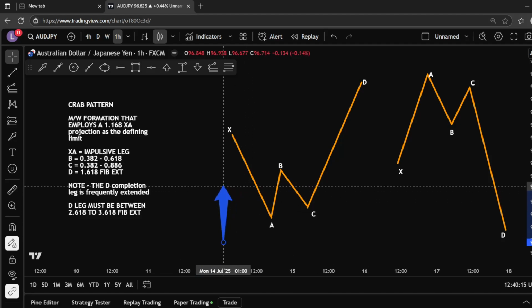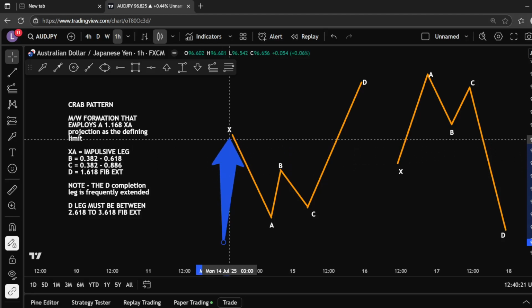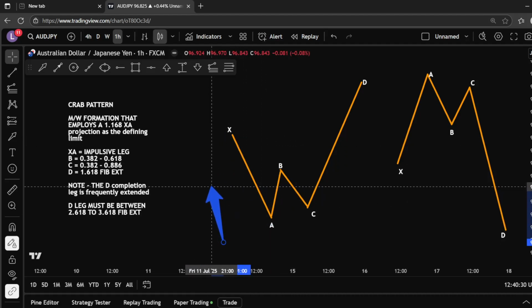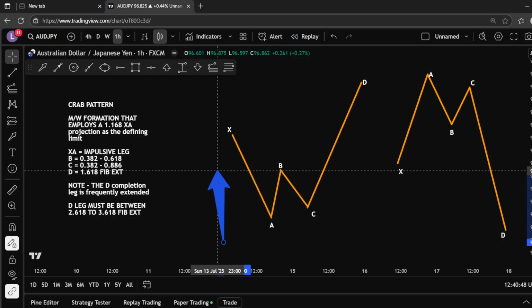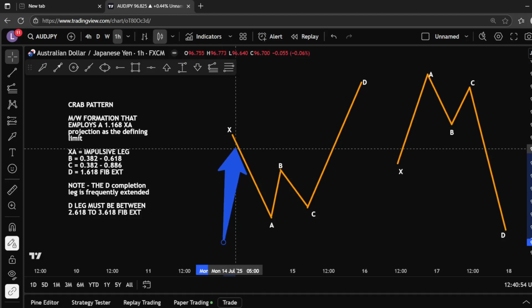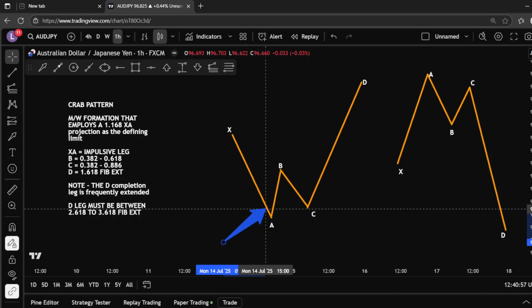So the first thing that we do in all harmonic patterns is to identify the impulsive leg. For the bearish W pattern, the impulsive leg is X at the top and A at the bottom. With the CRAB pattern, this formation employs a 1.618 XA projection, which is our defining completion zone, which is the D leg. The XA leg, like I said, is your impulsive leg.